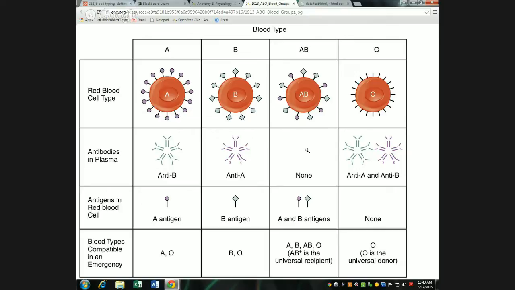If you don't have the B antigen, you're going to have the antibody against that. If you don't have the A antigen, you're going to have the antibody against that. If you don't have either antigen, you're going to have the antibodies against both of them. So the second row there, the antibodies in plasma, is just after somebody has a mature immune system, they're going to carry antibodies against things that aren't naturally part of their blood.